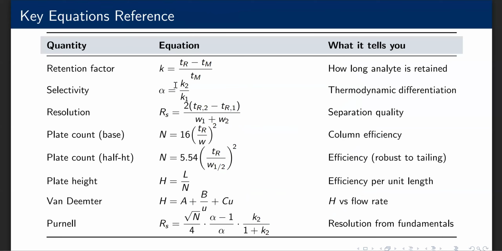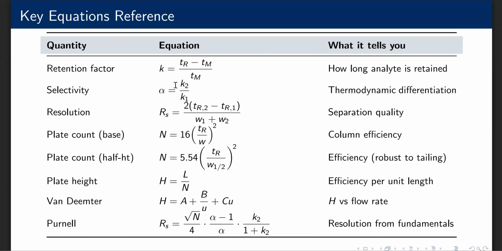So here are our key equations for your reference. I recommend taking a screenshot or printing this slide for your own use. These 8 equations form the complete theoretical toolkit for chromatography. The retention factor K describes a single analyte. Selectivity alpha compares 2 analytes. Resolution RS quantifies separation quality. The plate count N and plate height H describe column efficiency, and I have included both the base width and half height formulas since you should routinely calculate both.